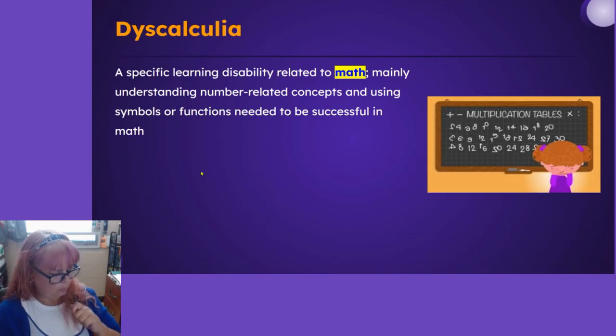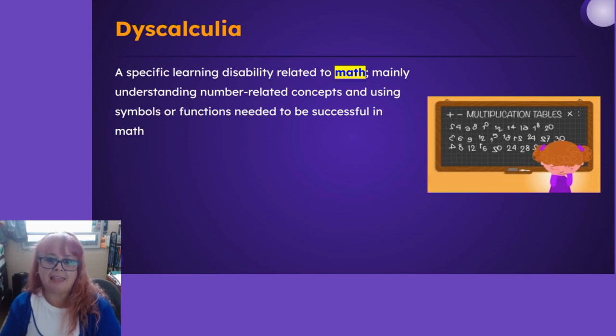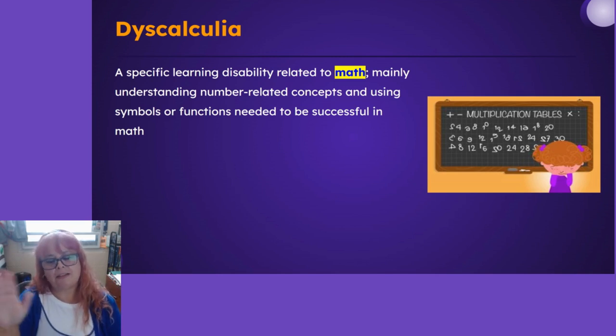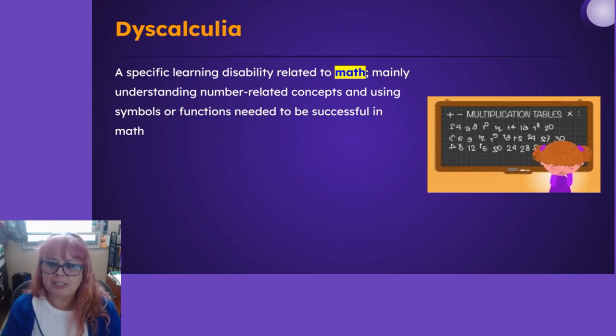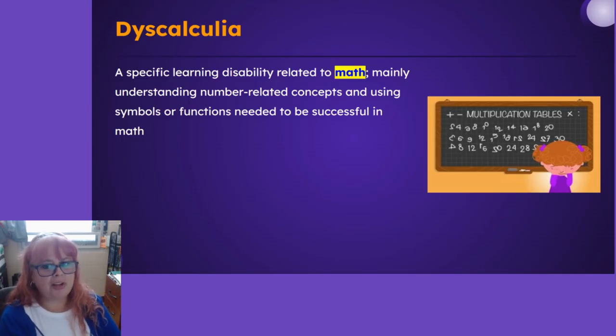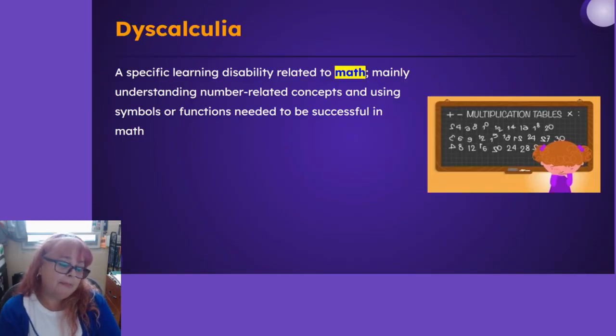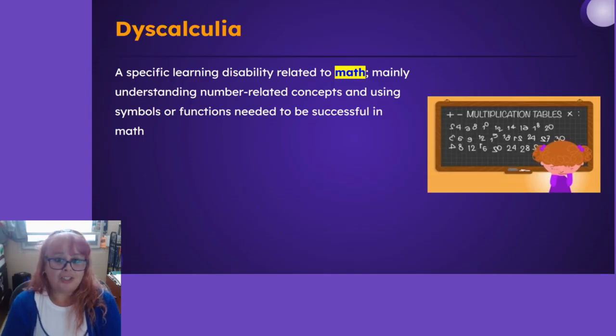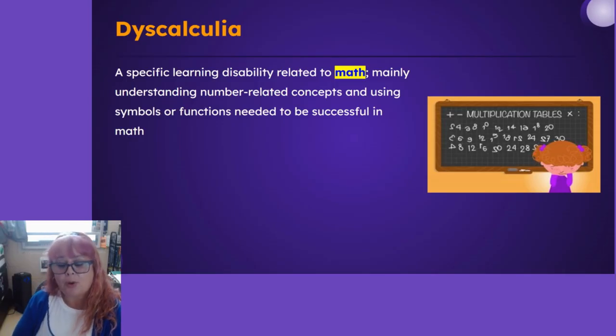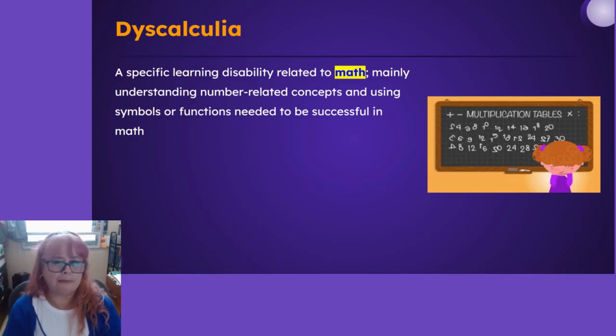Dyscalculia, or dyscalculia, no matter how you pronounce it, it's a specific learning disability related to math. So calculia in the suffix there is like a calculator. That's how I still remember. Mainly, it's understanding number-related concepts and using symbols and functions needed to be successful in math. And it could be as simple as what are numbers, addition, subtraction, fractions, decimals. It could be time, money. It could be complicated things like algebraic and spatial reasoning and thinking about number-related things.